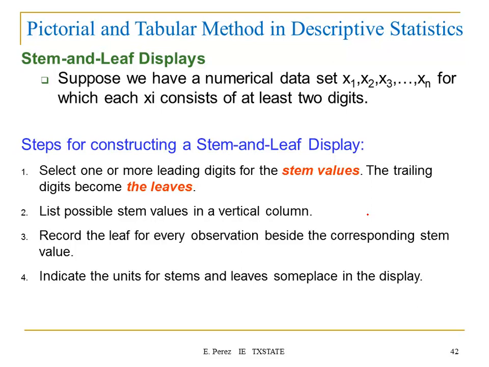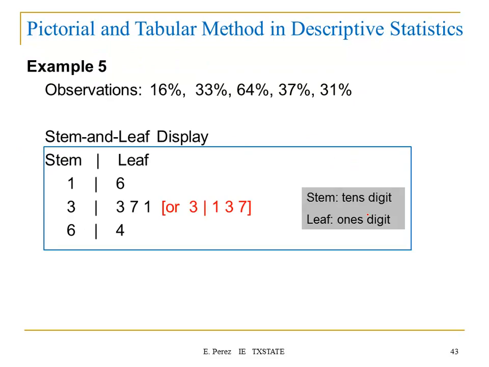So for example, here we have 5 observations. These are percentages. Let's say these are grades from this class. So we can put these grades into a stem and leaf display. We can use the first digit of these numbers as our stem, and then the second digit as our leaf.